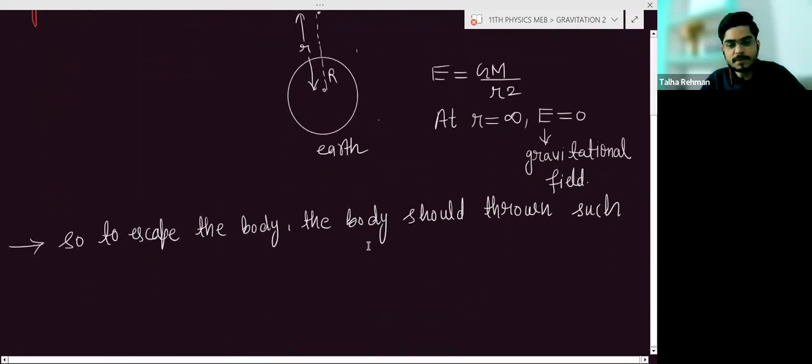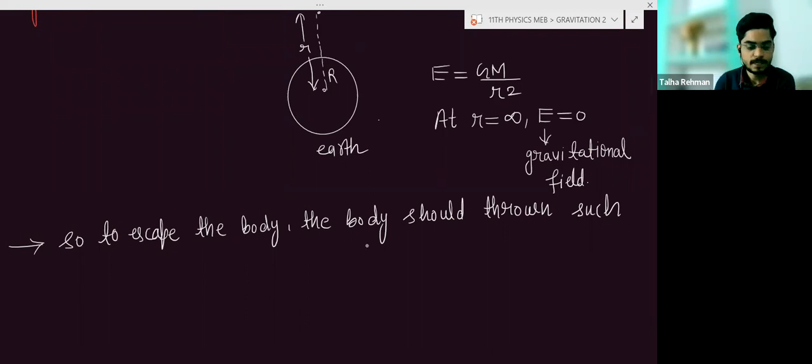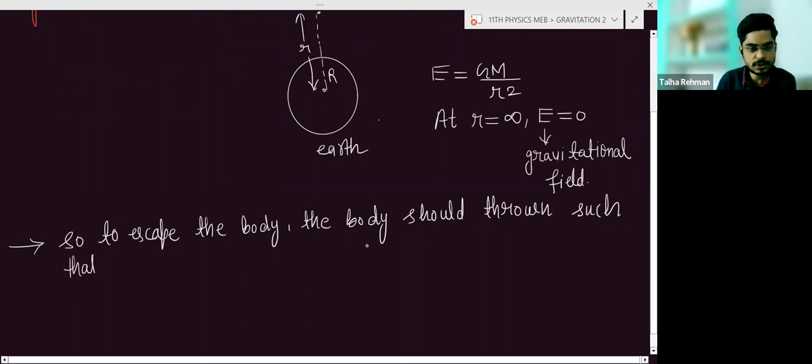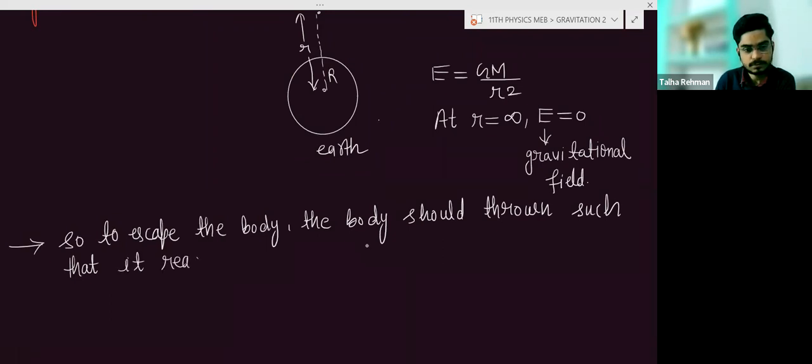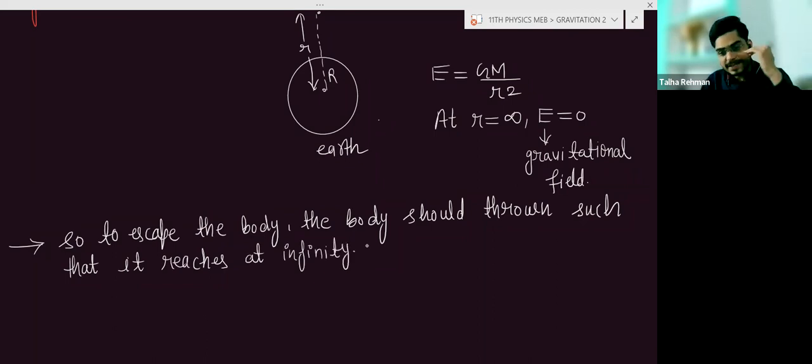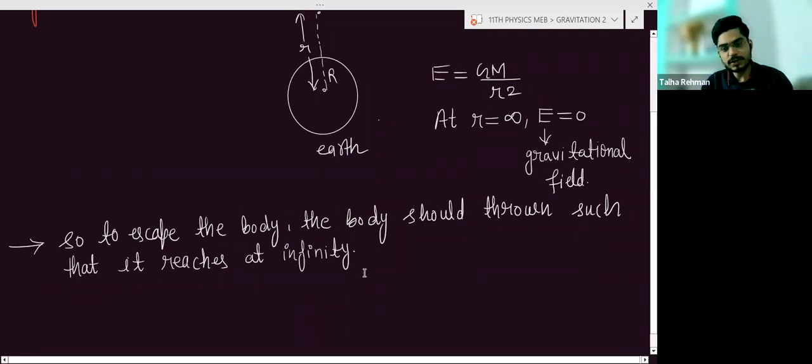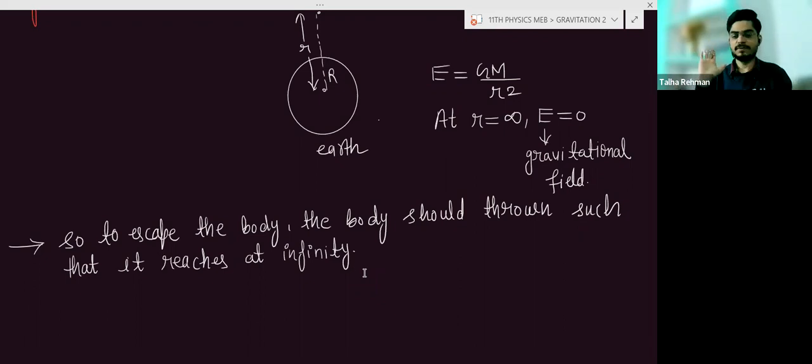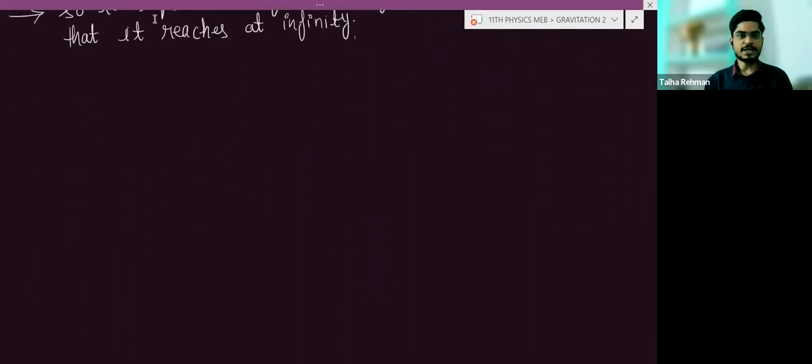So to escape, the body should be thrown such that it reaches infinity. Basically, for the escape velocity, we want the body to reach infinity. Now we will derive the expression for the escape velocity.